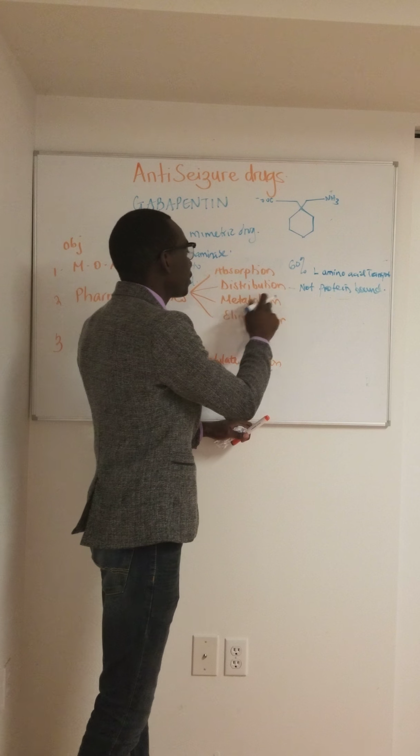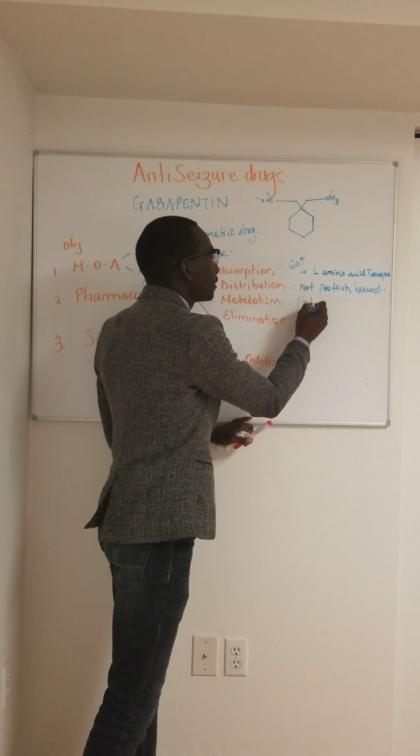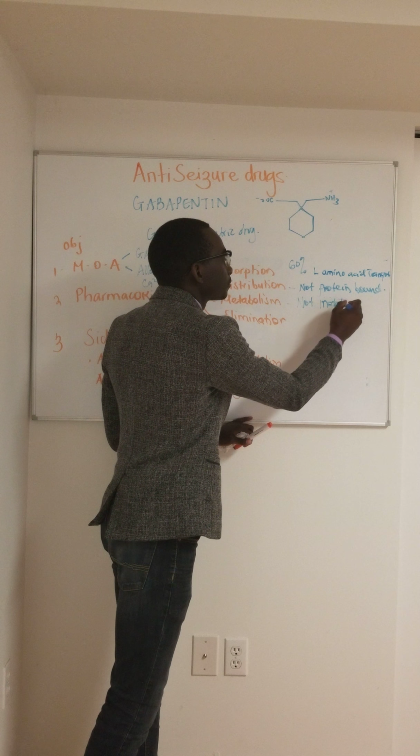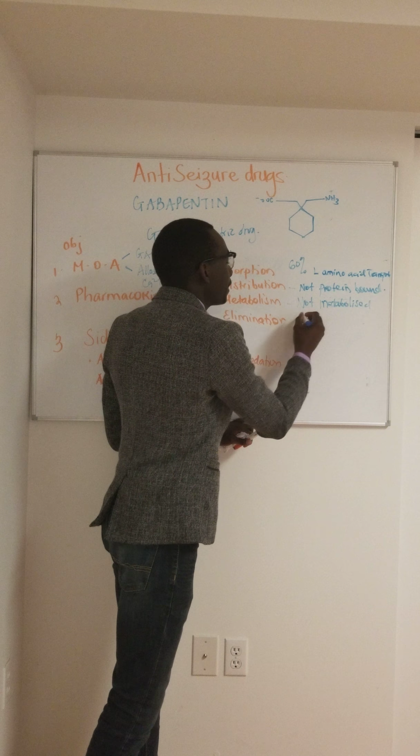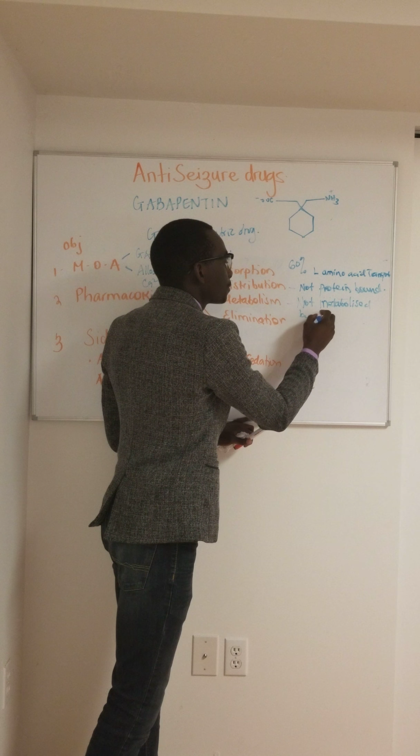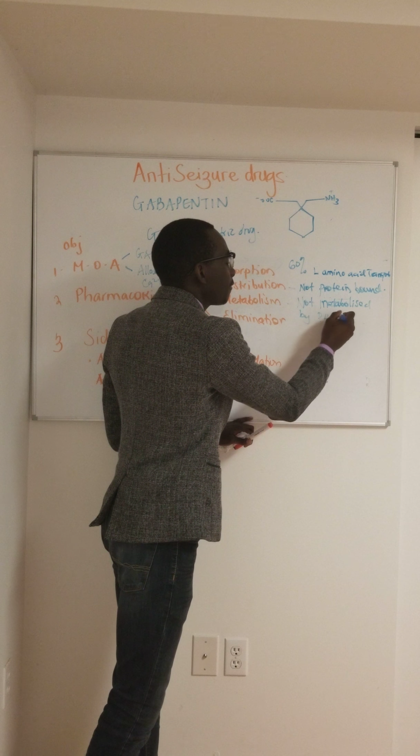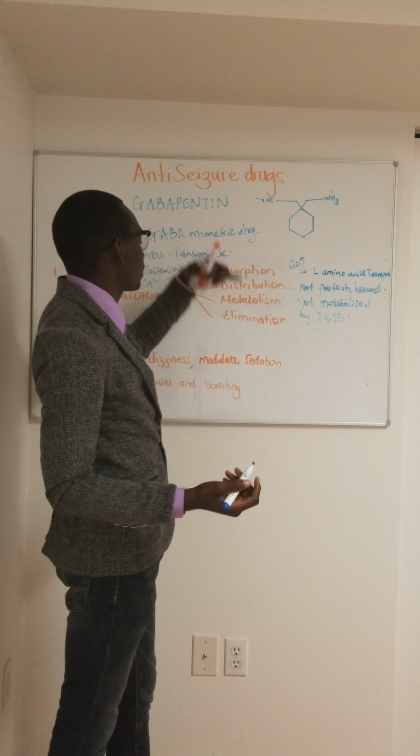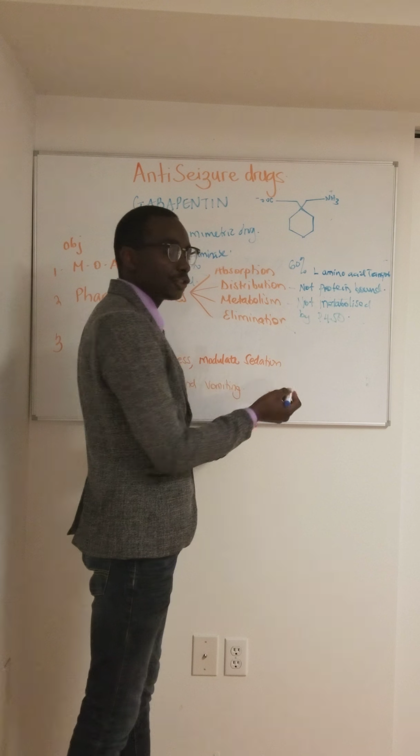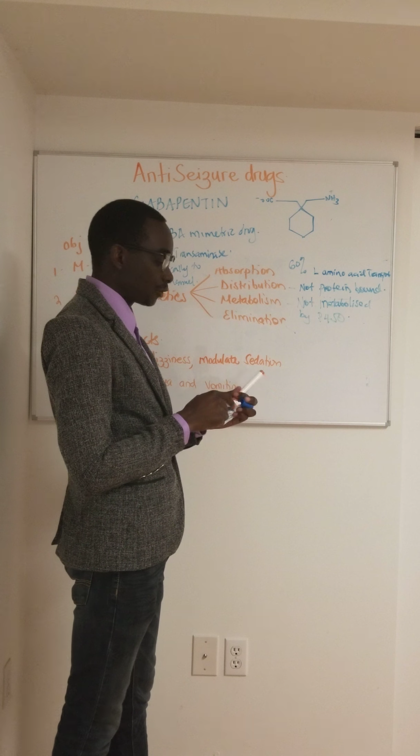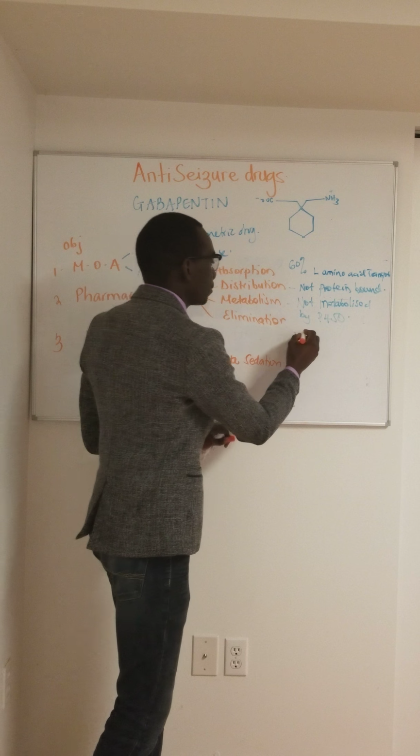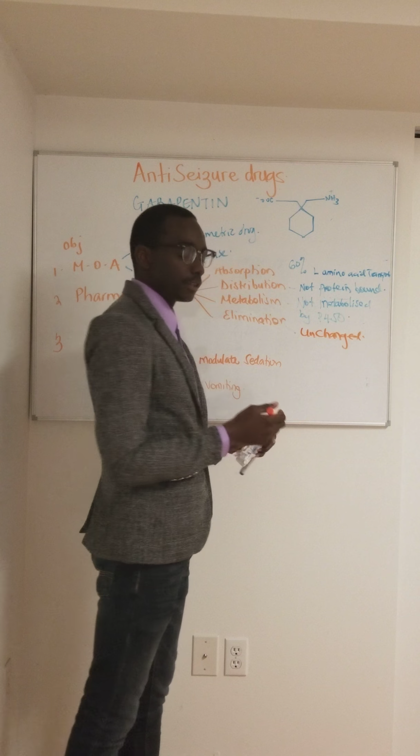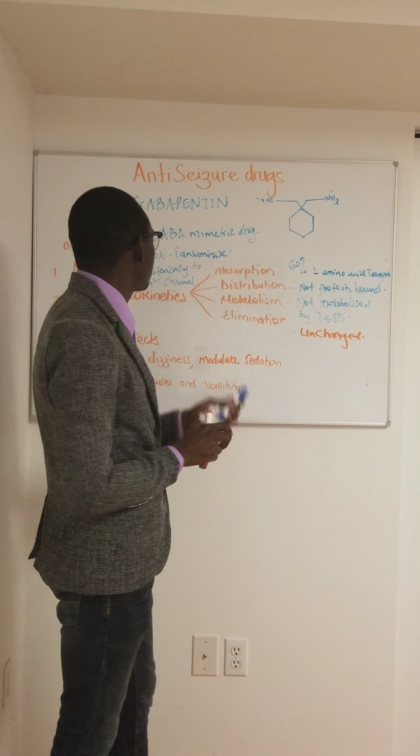Then we have its metabolism. This drug is not metabolized by the cytochromes P450 enzymes. So therefore, we shall have minimal drug-to-drug interactions as far as using this drug is concerned. And under its elimination, this drug is eliminated unchanged in the urine. So therefore, this is the pharmacokinetics of gabapentin.